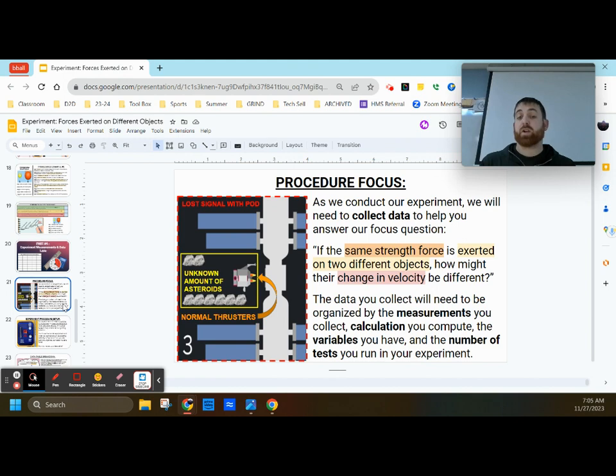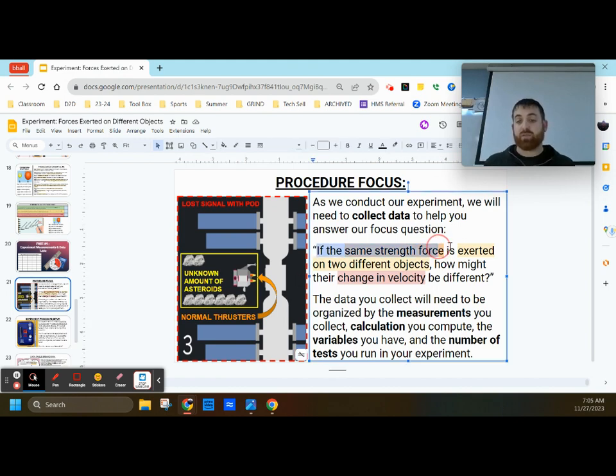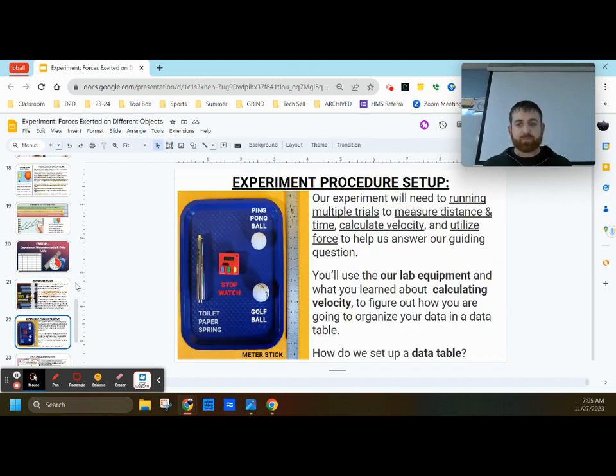As we conduct our experiment, you're going to need to collect data to help you answer our focus question. If the same strength force is exerted on two different objects, how might their change in velocity be different? The data that you'll be collecting needs to be organized by all the measurements that you're collecting, the calculations that you're going to compute, the variables that you have, and the number of tests you're going to run. There's a lot of information that you're going to need to collect, and in doing so, organize within a data table. So we're going to look at how we're going to set up that data table.